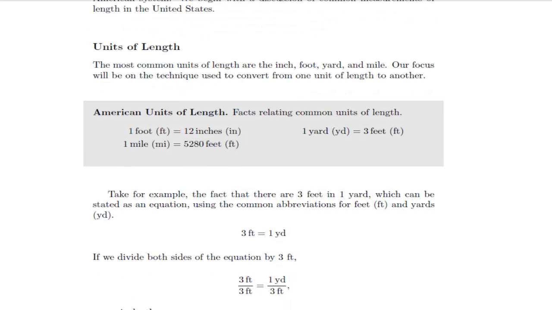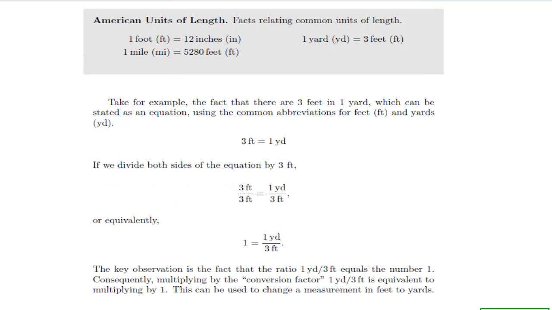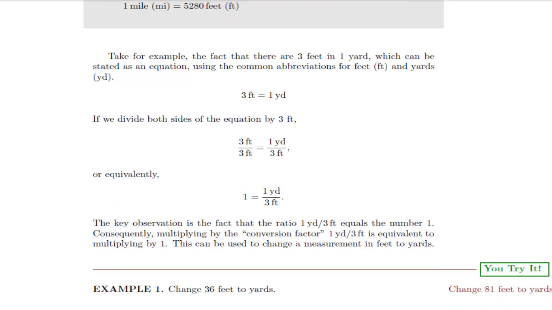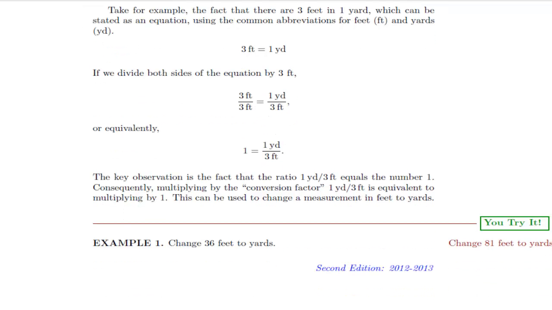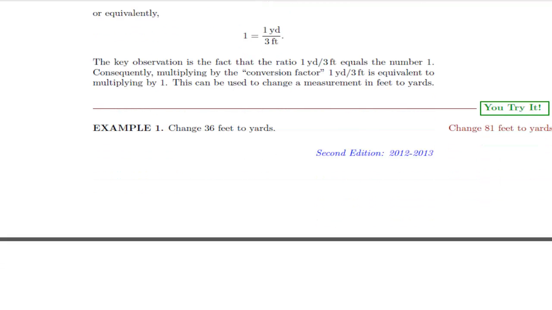Take, for example, the fact that there are 3 feet in 1 yard, which can be stated as an equation, using the common abbreviations for feet and yards. 3 feet equals 1 yard. If we divide both sides of the equation by 3 feet, on the left, 3 feet divided by 3 feet is 1, and on the right, 1 yard divided by 3 feet is 1 yard over 3 feet. The key observation is the fact that the ratio 1 yard over 3 feet equals the number 1. Consequently, multiplying by the conversion factor 1 yard over 3 feet is equivalent to multiplying by 1. This can be used to change a measurement in feet to yards.